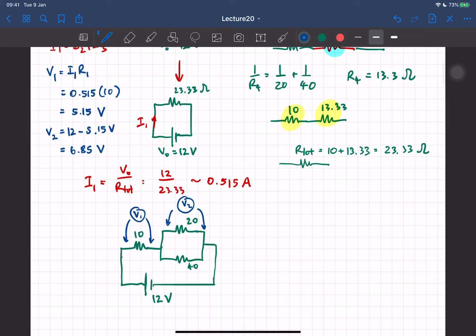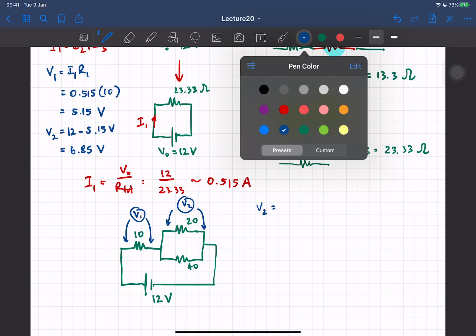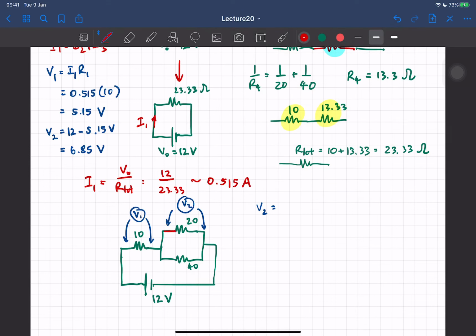Okay, but if we know V2, then we can calculate I passing through R2 because it's just V equal to IR. Right? So if we call this I2 and we call this I3, then V2 is equal to I2 times R2. Ohm's law. So I2 is simply V2, which is 6.85, divided by R2, which is 20. So I2 is 0.3425 amps or something like this.